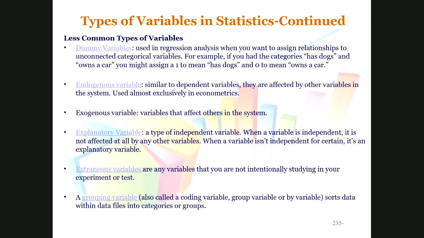Some of you may have heard of dummy variables, which are used in regression analysis. And I don't think we're going to do regression analysis unless some of you, if anybody's interested, are going to take 2011, which is where we talk about regression analysis. For example, had the categories has dogs and owns a car, you might assign a 1 to mean has dogs and 0 to mean owns a car.